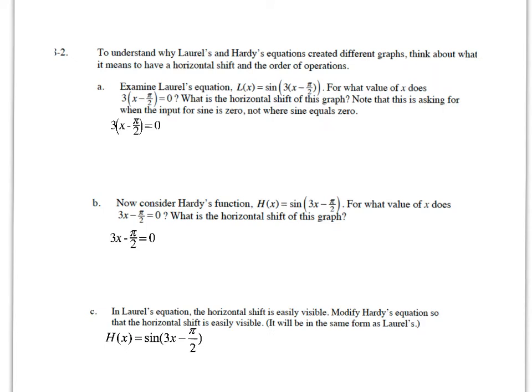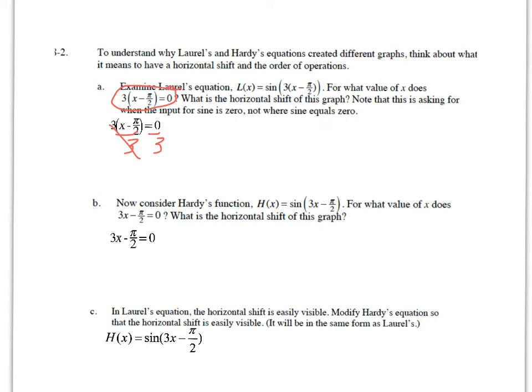For what value of x does that stuff inside the sine equal 0? And what is the horizontal shift of this graph? Note that this is asking for when the input for the sine is 0, not where the sine equals 0. So let's solve this for x. Let's divide everything by 3. The 3's cancel, and 0 divided by 3 is 0.